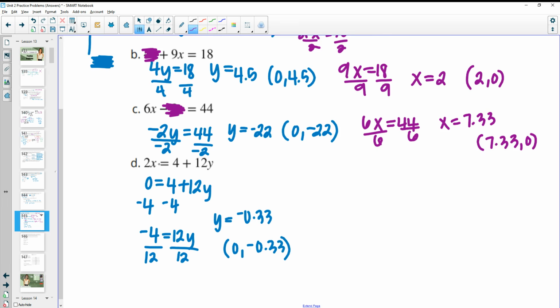And then for the x-intercept, we'll plug 0 in for y. So we get 2x equals 4 plus 0, because we're putting 0 in here. So then we'll just divide by 2 and get x equals 2.